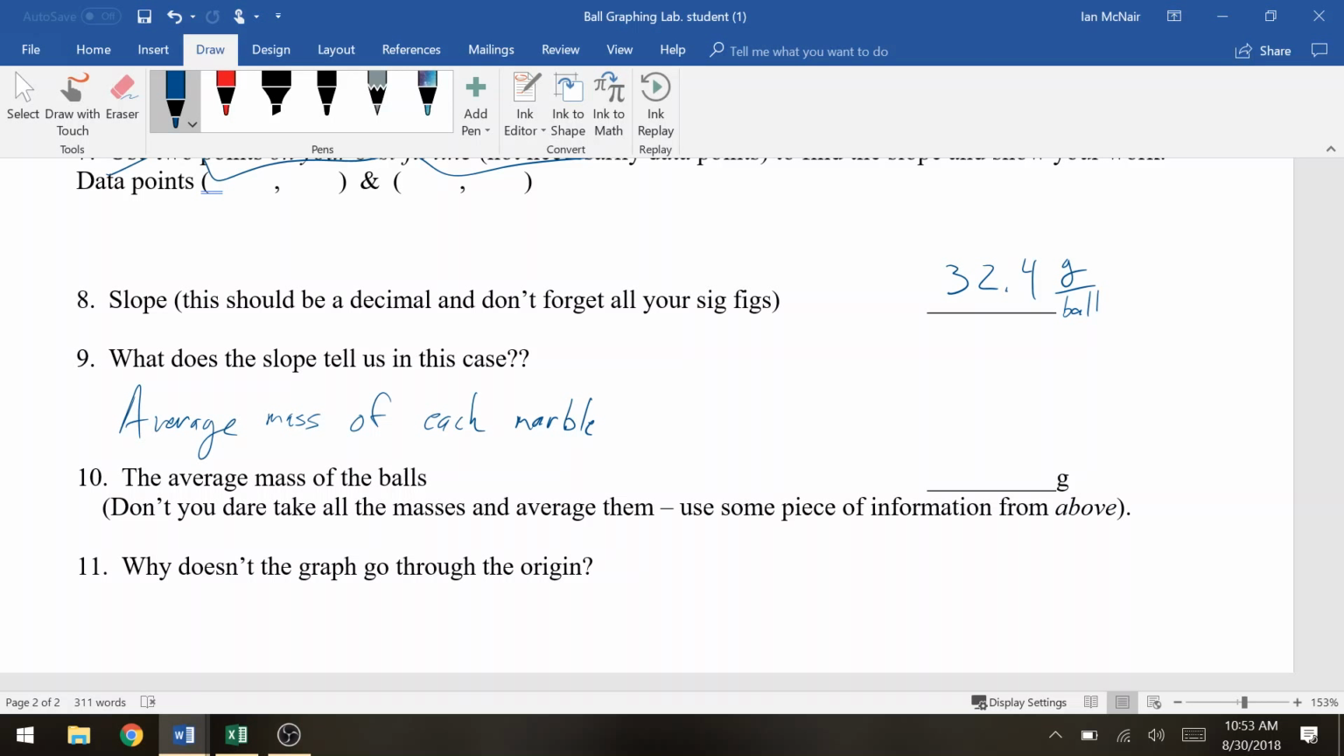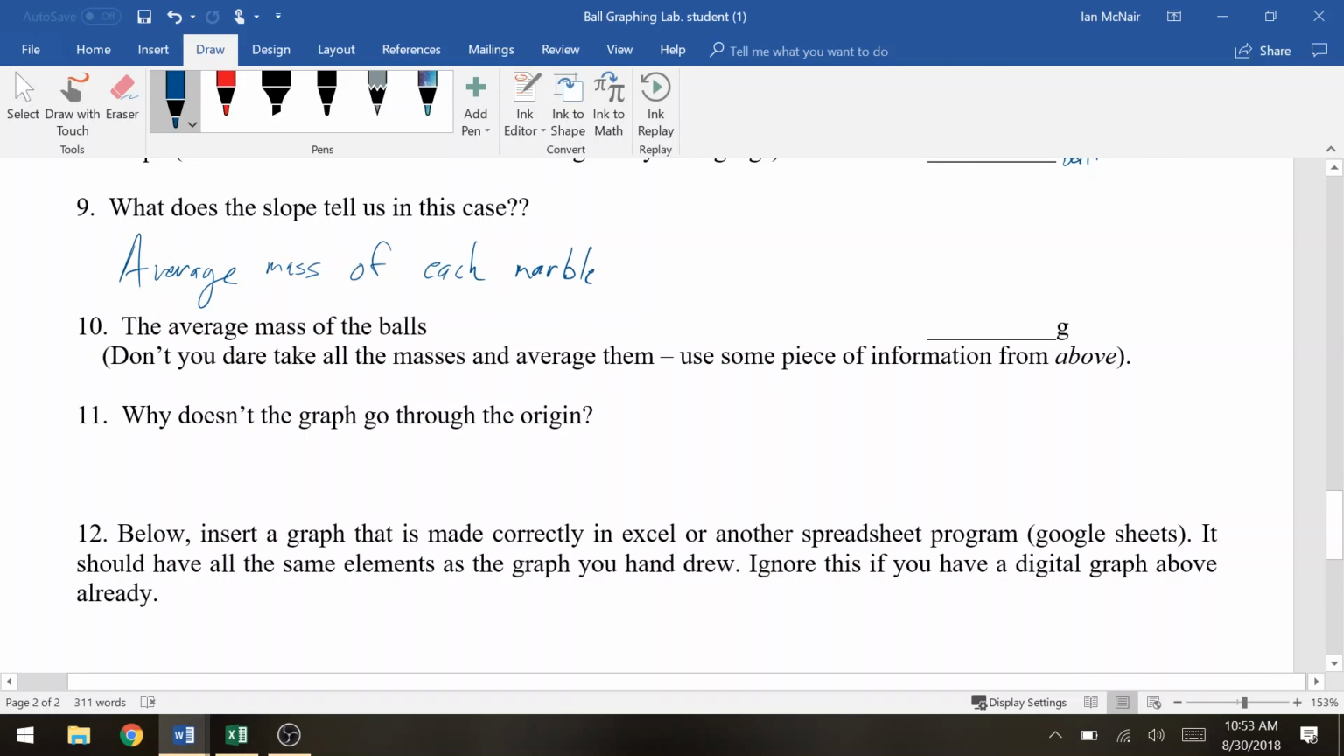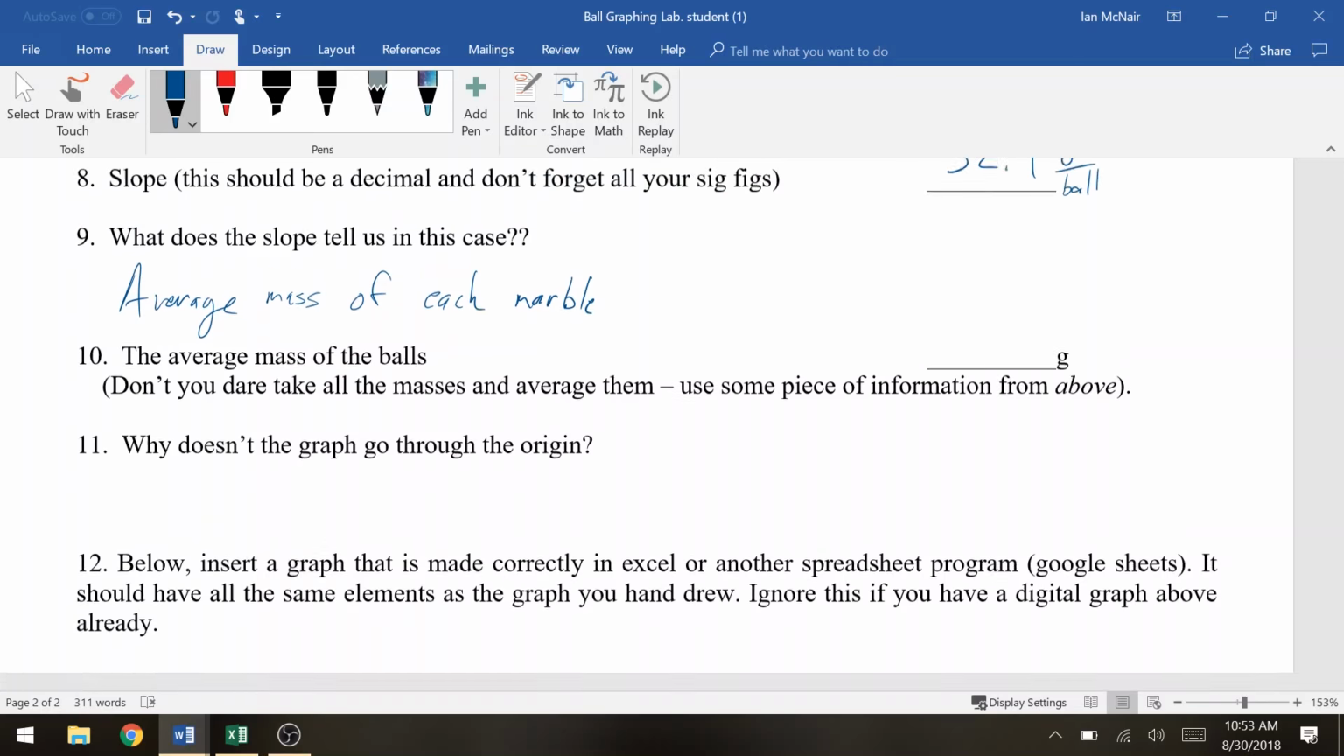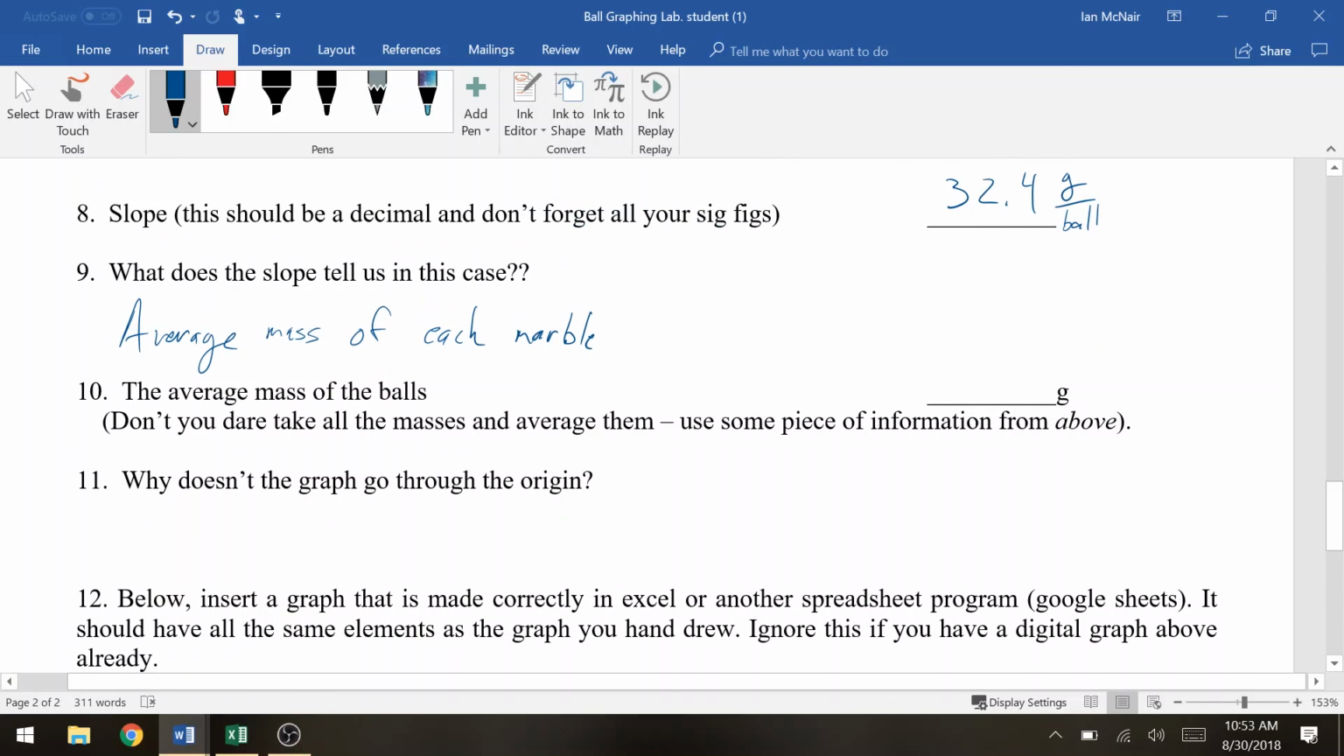All right, so can someone help me out? What did we get for our experimental error? 10.5%? Okay, cool. So what we got is 0.105. Again, that's not bad. Again, help me out. What is the average mass of the marbles? 32.4. Okay, great.